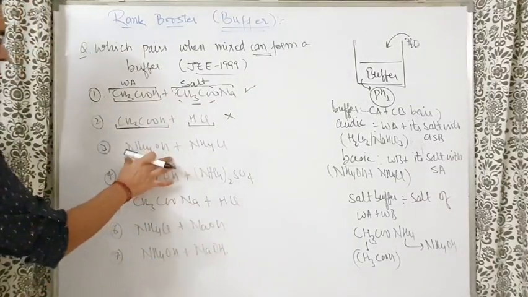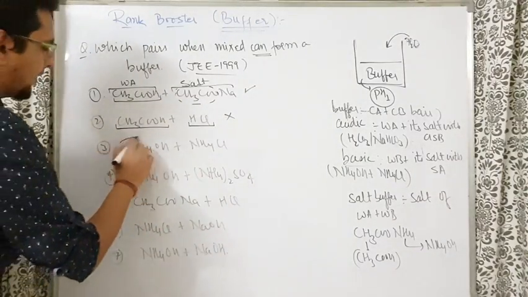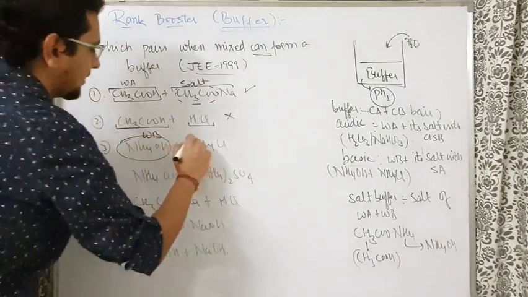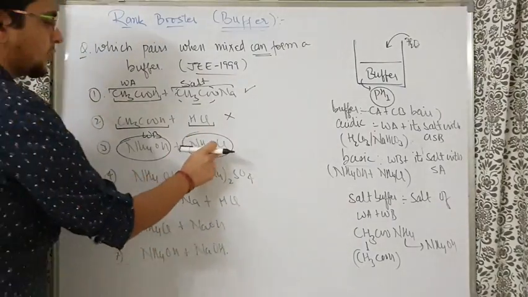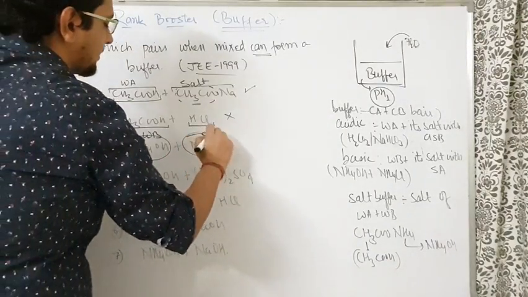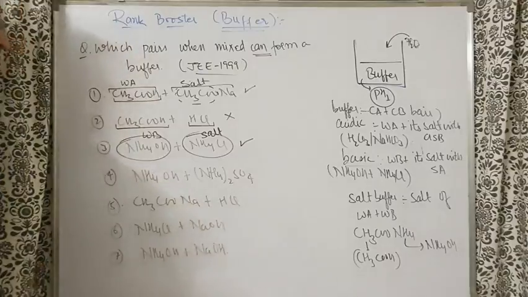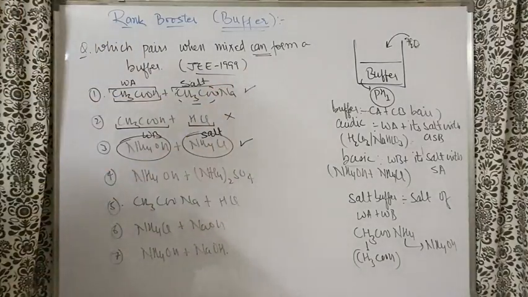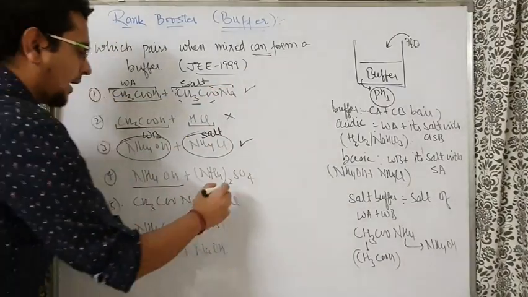Okay. NH4OH, NH4Cl is a ready-made buffer. It's a weak base and a salt of the weak base with a strong acid. So this is a proper buffer and it will fall in the category of basic buffer. Ammonium hydroxide, ammonium sulfate.